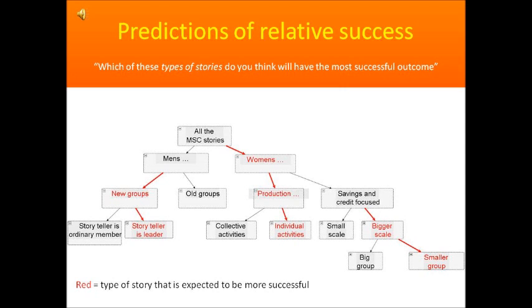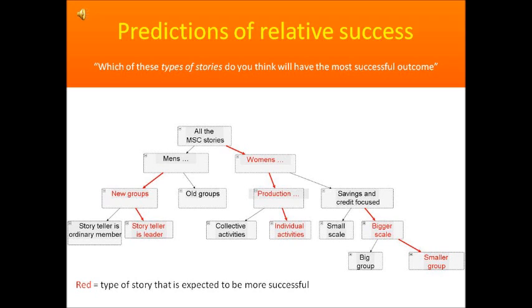This slide describes the second step in the process. Once we've got the tree structure, we then ask the participants to walk down the tree structure and ask one question at each juncture, and that question is spelt out on the top of the slide. The question is, which of these types of stories do you think will have the most successful outcome?